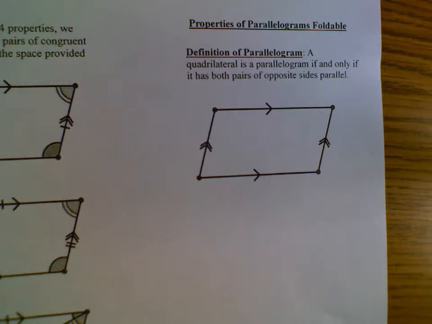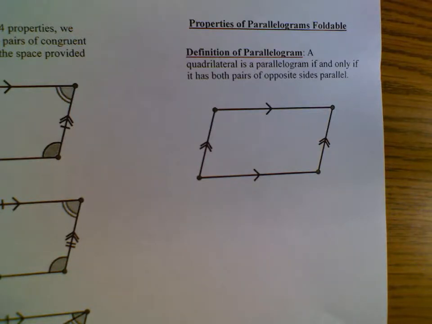All right, so on this one, we're going to prove that the two triangles are congruent. And that's going to be the basis of proving every property of parallelograms. Now, what are the 5 properties of parallelograms again?